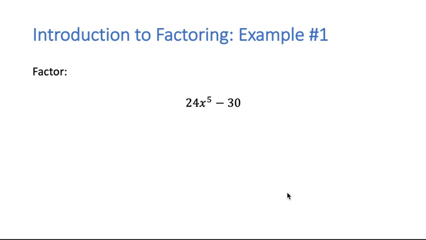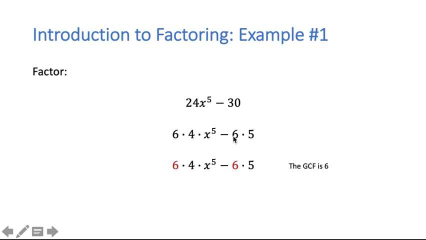In this first one, we are asked to factor 24x to the 5th minus 30. The first thing we want to do is try to find a greatest common factor, a GCF. If you think about the number 24, that could be factored into 6 times 4 and 30 factored into 6 times 5, because I'm looking for that GCF, and the GCF here is 6. That's the common factor in both of those terms. So I'm going to factor out that common factor of 6, and what's left behind when I take these 6's out is 4x to the 5th minus 5.